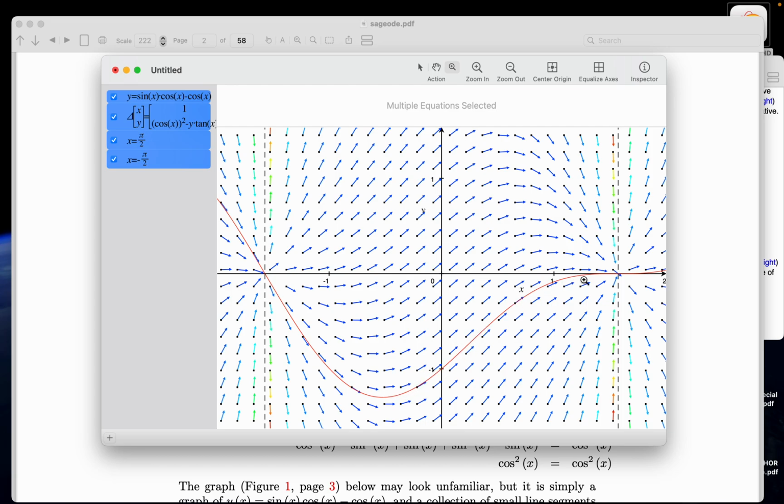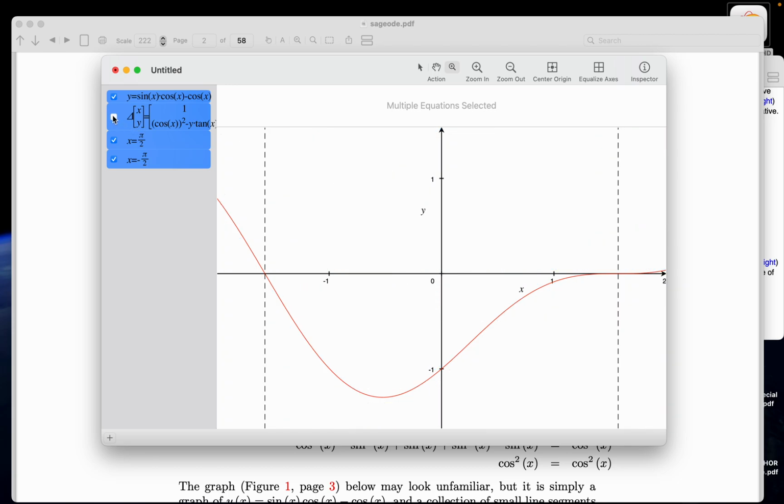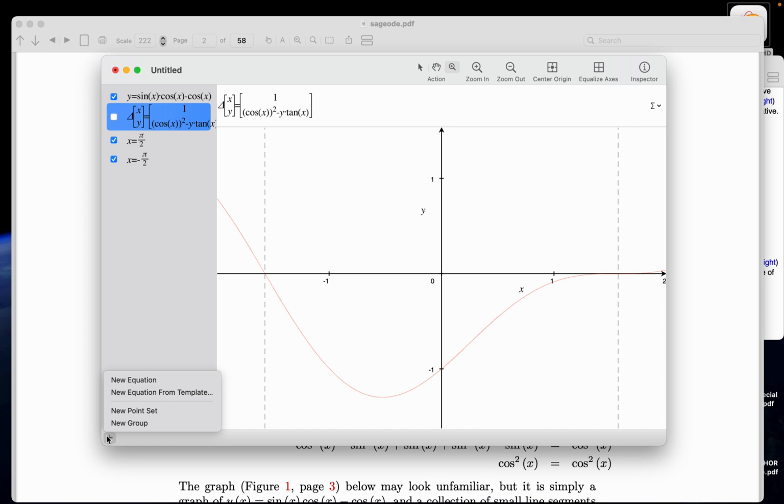It's actually following the arrows. Now, how would you type that in? I'm going to turn it off, and what I want to do is insert a new equation. So I'm going to go down here, just like I did before, and take one from a template.